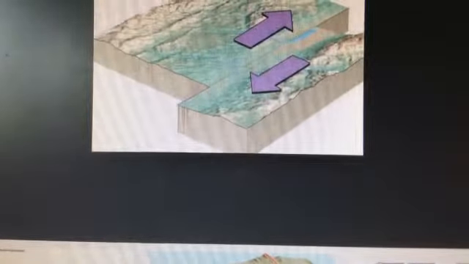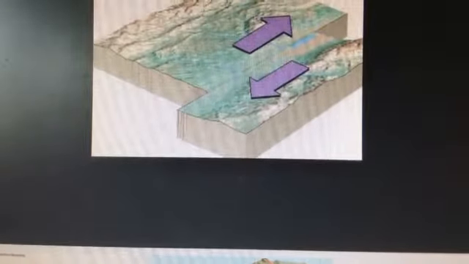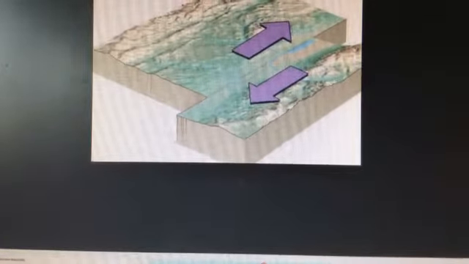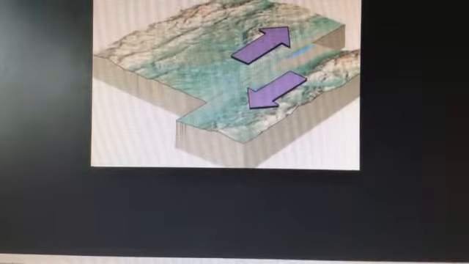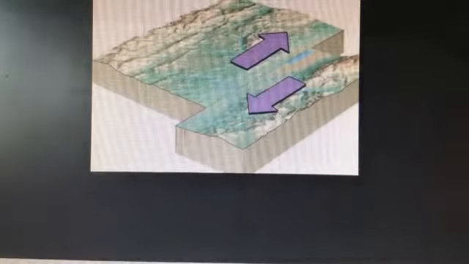This is a transform boundary. At this type of boundary, plates grind past each other without damaging the lithosphere. An example of this type of boundary is the San Andreas Fault in California.